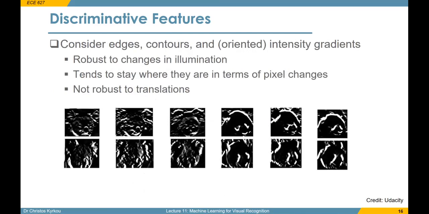If you remember, when we were doing the Harris detector and motion detection, there were some robust features that stay where they are when the illumination changes, so they're robust to that. But again, if you have some small motion, then this changes your features.